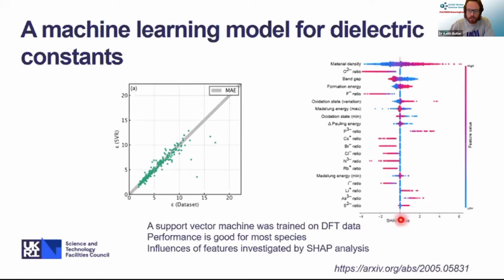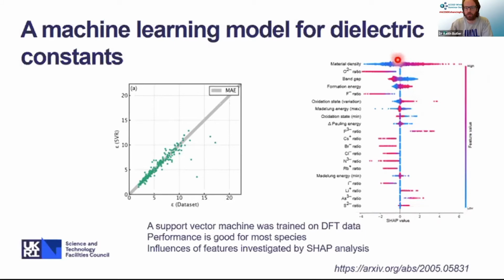So the Shapley value is based on the x-axis down here at the bottom. If it's to the left of 0, then that property is contributing to suppressing the final value, or reducing the dielectric constant. If it's to the right, then that property is contributing to increasing the dielectric constant. And also, the dots represent each of the different materials that we've done the calculation for, and we can color in the dots. If the dot is pink up here at the top, it means that the material had a high density. If it's blue, it means it has a low density.